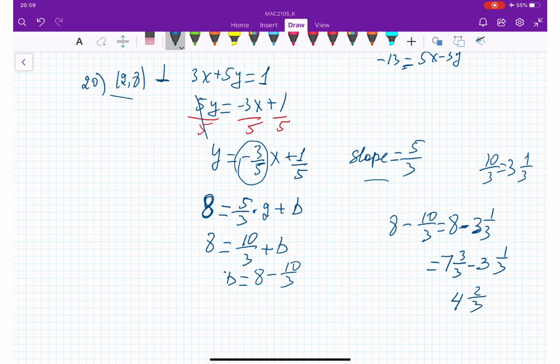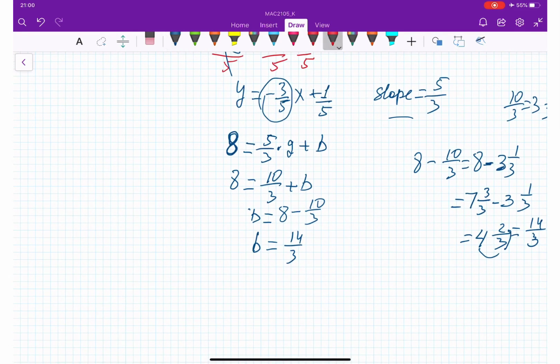So b is equal to 4 and 2/3, or even better, write it in the form of an improper fraction, because that's what they want. 4 times 3 is 12, 12 plus 2 is 14, so 14 over 3. Okay, 14 over 3. So from here, this is our b, and this is our slope. So what do we have? The equation of the line in slope-intercept form is going to be y is equal to 5 over 3 x plus 14 over 3. And this is going to be the first answer.